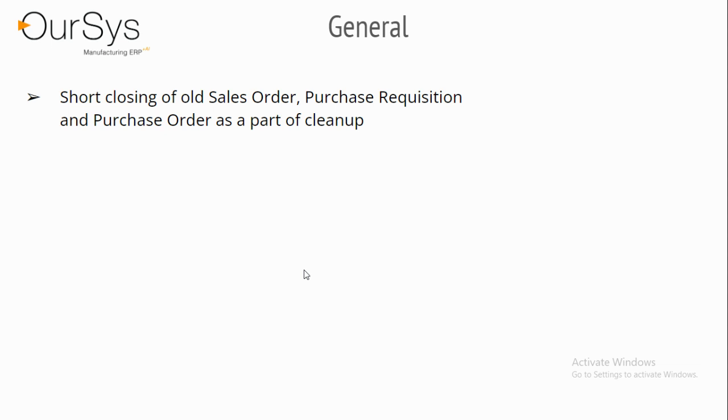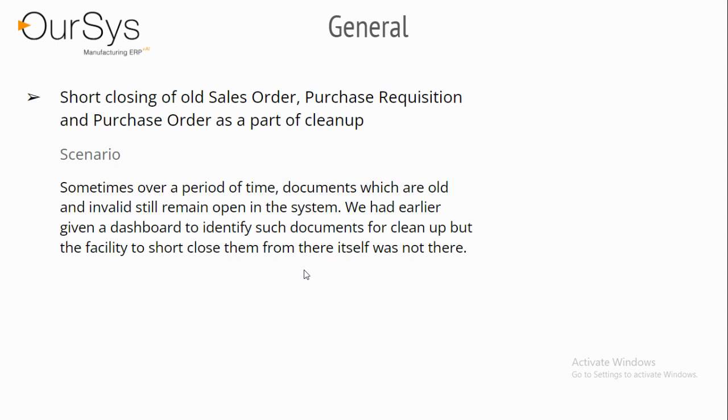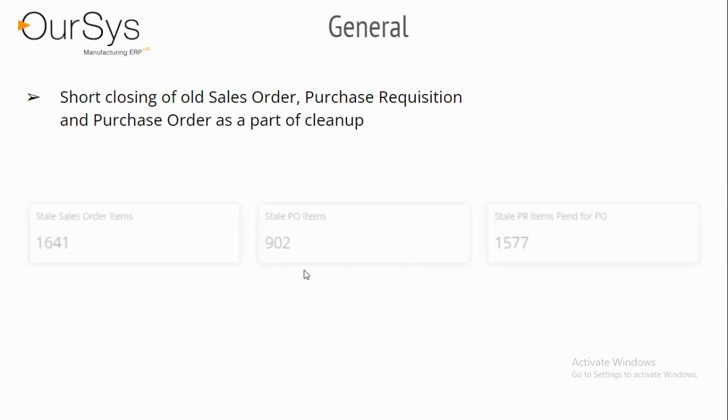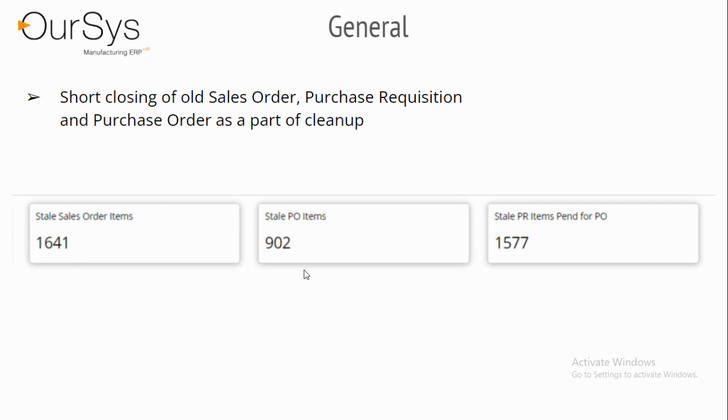Next, we have given an option to short close old sales orders, purchase requisitions, and purchase orders in bulk. There could be many sales orders, purchase orders, and purchase requisitions which have been open for a long period and no action has been taken on them. So now we have given a dashboard where you can get the list of stale sales orders, stale POs, and stale PRs. When you click on the number, the data is opened up to you, and you can short close all the stale orders in a single click.